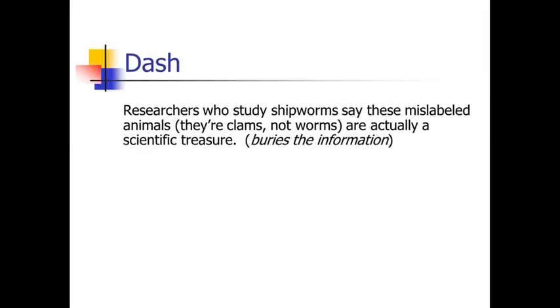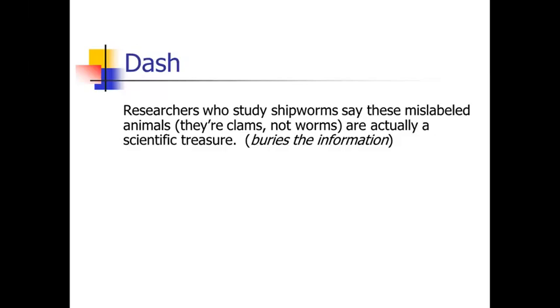So with parentheses instead, in that first sentence, you could set that information off, they're clams, not worms, in parentheses, just as kind of extra information. But notice there's a couple of problems with that. It buries the information, and this is a really cute, interesting fact.